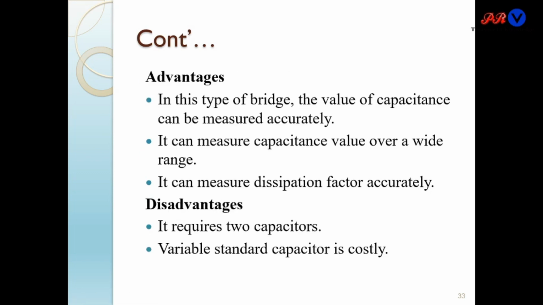The disadvantage of this bridge is that it requires two capacitors, and a variable standard capacitor is costly as compared to a simple capacitor, because this bridge requires a variable capacitor. So these are the disadvantages of our Schering bridge.